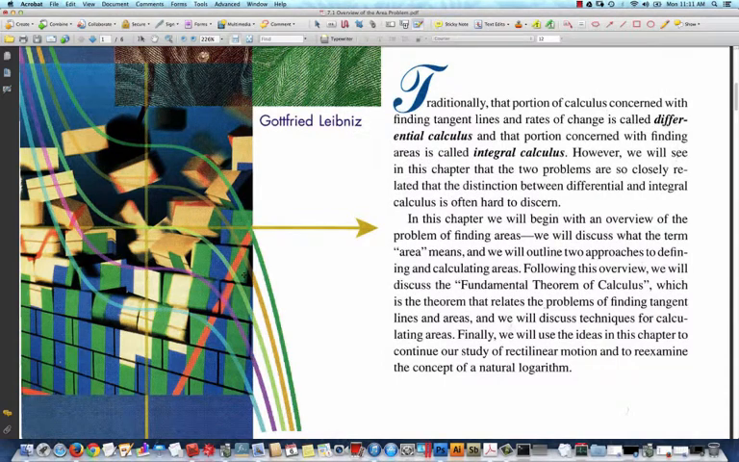Traditionally, that portion of calculus concerned with finding tangent lines and rates of change is called differential calculus, and that portion concerned with finding areas is called integral calculus. However, we will see in this chapter that the two problems are so closely related that the distinction between differential and integral calculus is often hard to discern.